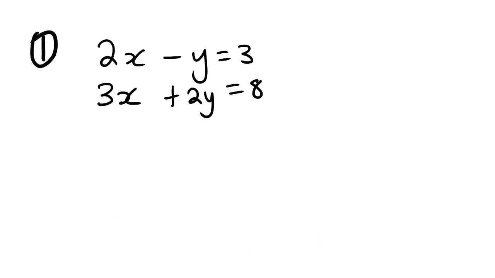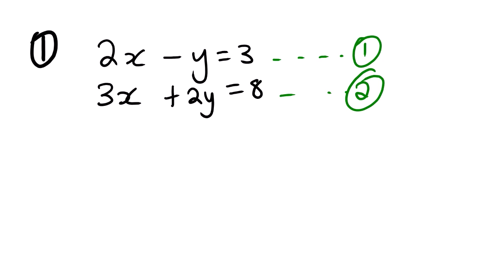Our first example, 2x minus y is equals to 3 and 3x plus 2y is equals to 8. Now as usual, we are going to label these equation 1 and equation 2. Now we need to choose one equation that we are going to use to generate equation 3.